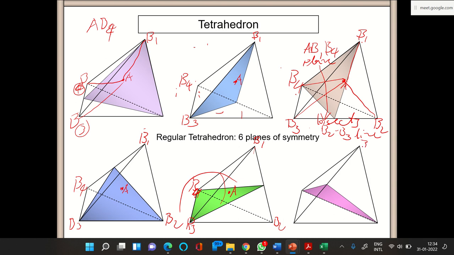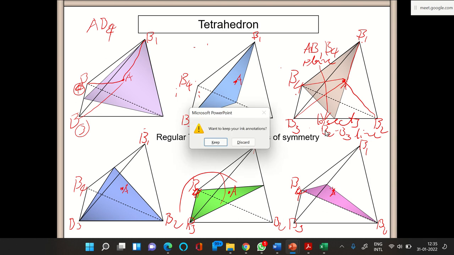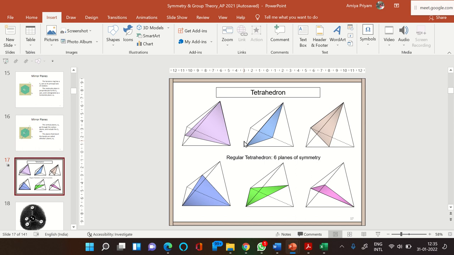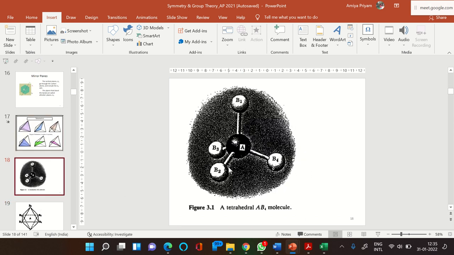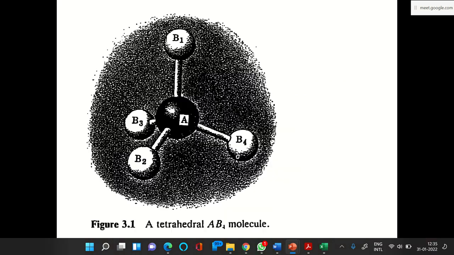And the last one, again, you can describe it. B1, B2, B3, B4. So this is a plane which contains B4 and B2 and A. It is contained in that, and it is like this. So you understand this. So you have 6 symmetry planes which you can visualize, if I can write it like this, or it may be written like this.